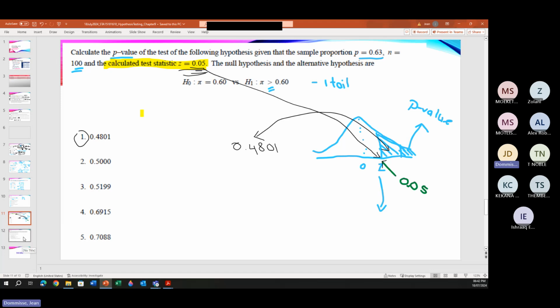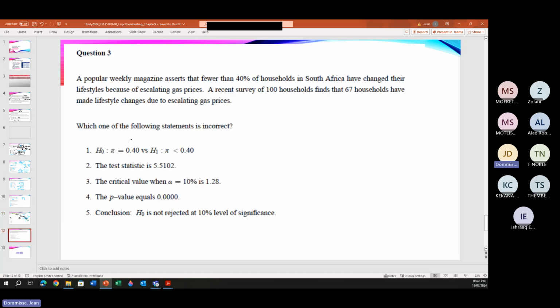Okay, then the last one for tonight. So again, we get the 4 or 5 things that they want to test in hypothesis testing. So the first one, they're asking actually the 2 hypotheses. So let's read it. A popular weekly magazine asserts that fewer than 40% of households in South Africa have changed their lifestyle because of escalating gas prices.